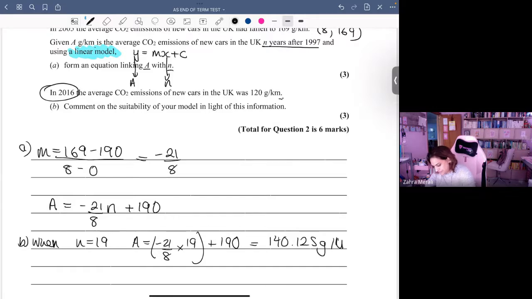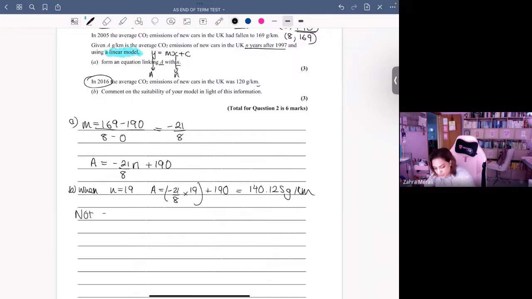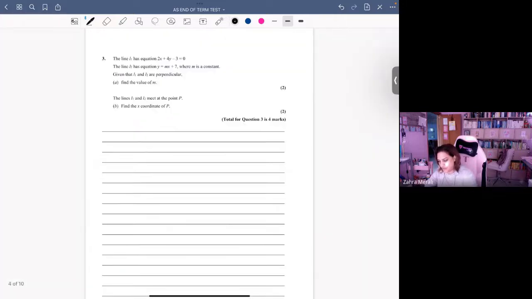140.125. And then I'm going to say not suitable model because 140 is bigger than, or you could say a lot, a lot is a bit just bigger than 120. So it's significantly bigger than 120. That's it. Okay, question 3.